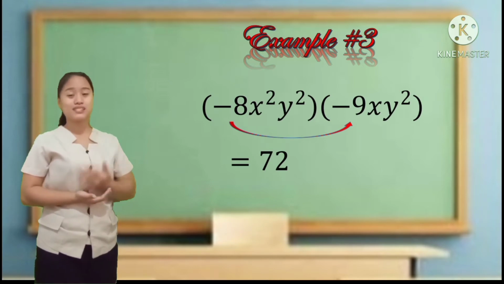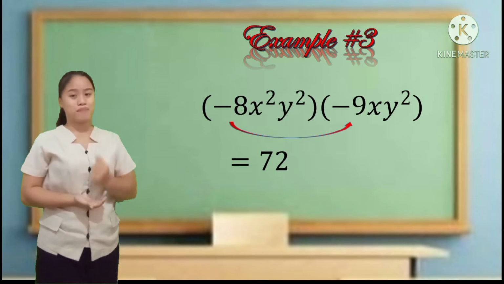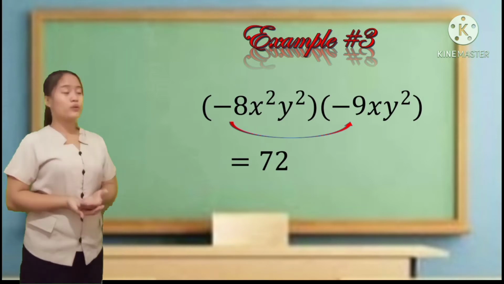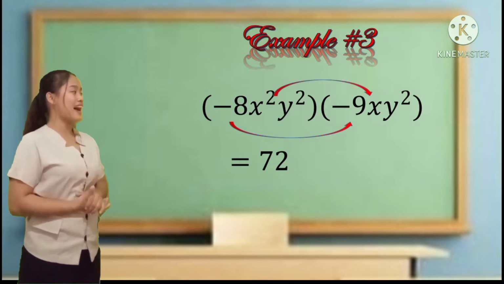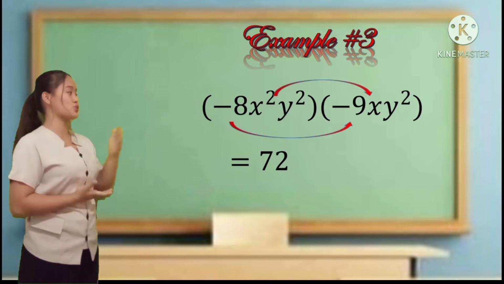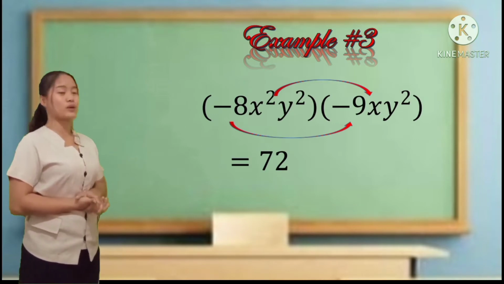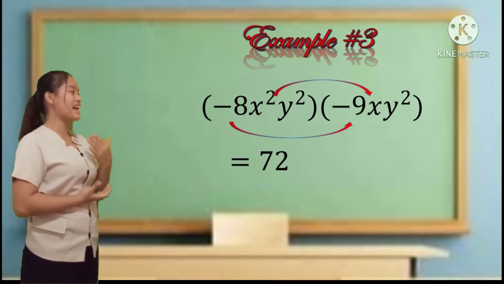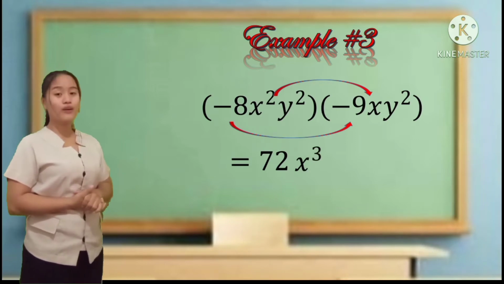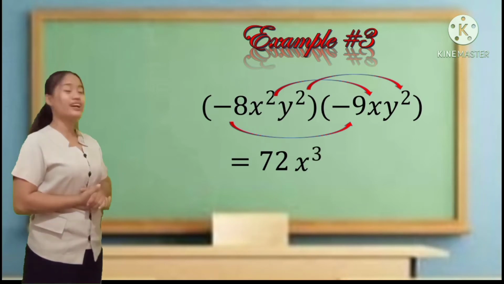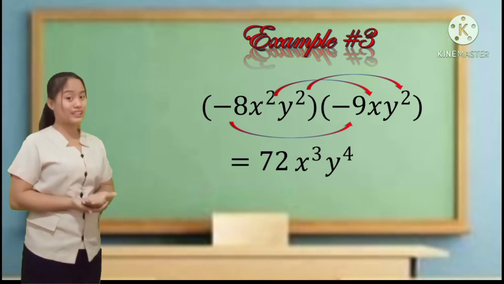Okay? Because negative multiplied by negative will always be equal to positive. Now, we will just add the exponents of the variables with the same base. So, let's add the exponent of x, which is 2 and 1, equal to 3, and y, which is 2 and 2, equal to 4. So, that's how we multiply monomial by monomial. All in all, our final answer is positive 72 x raised to 3, y raised to 4. Okay? So, did you get it, class?